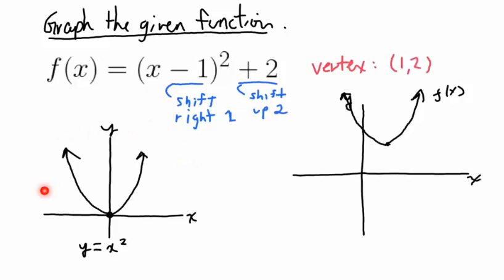This means if we start with our base function, which is y = x², and we apply both of these shifts, that is, we shift over to the right 1, and we shift up 2 units, this is going to be the place of our new vertex at the point (1, 2). So applying these shifts to our base function actually leads us to this picture over here with our vertex at (1, 2), and our new function f(x) = (x - 1)² + 2.